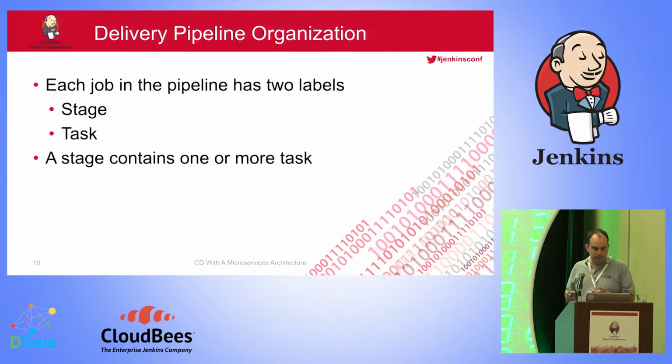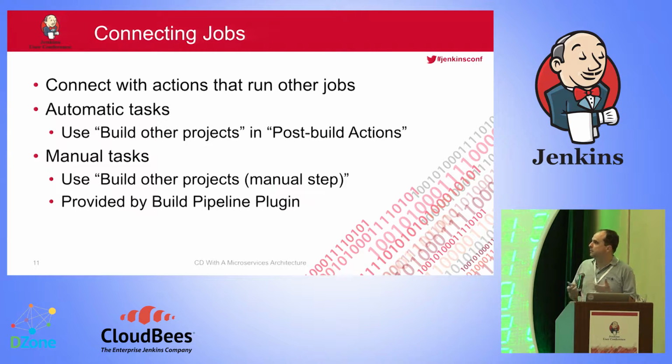And then you connect jobs together, again, with some sort of dependency. For a job that you want to run automatically on the completion of another job, you could use the build other projects option in the post-build actions. Or for a job that you want to run manually, where you go in and execute it yourself, you would use the build other projects manual step, which is provided by the build pipeline plugin.